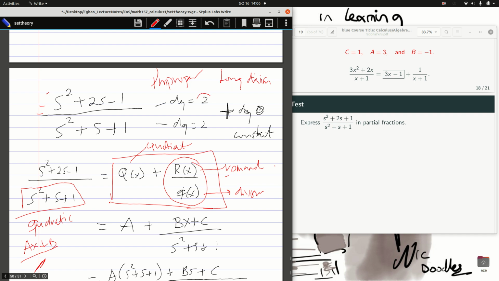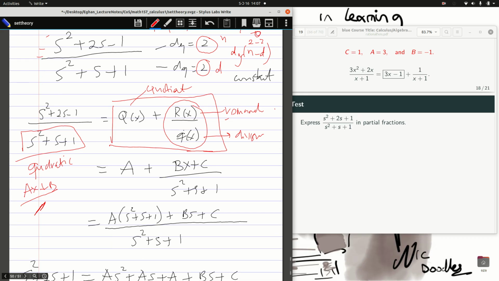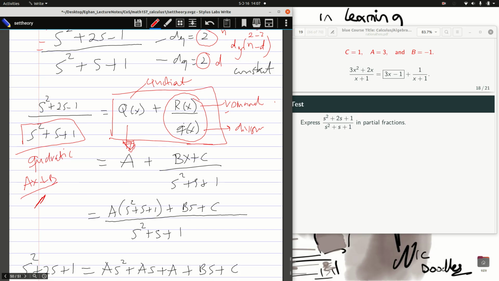Degree here is 2, that is n. Degree here is 2, that is d. So it means I need to add a polynomial of degree n minus d. That will be 2 minus 2, that is 0. A polynomial of degree 0 is a constant polynomial. It means my q becomes a, just a simple a. And then whatever I have there becomes the quadratic factor, bx plus c over the divisor. I hope this is clear now.